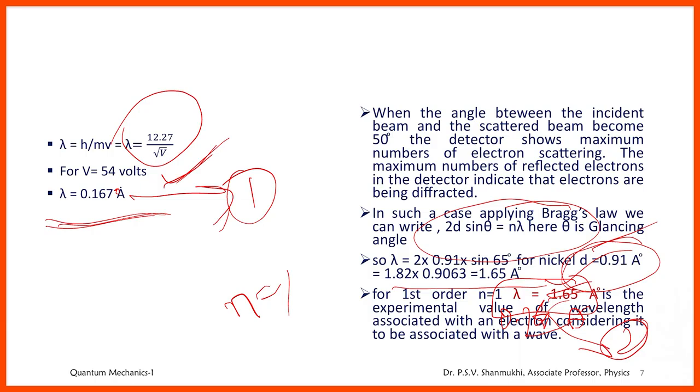Using this data and the equation lambda is equal to 12.27 by root V, we get some wavelength lambda. Taking Bragg's equation, n lambda is equal to 2d sin theta, again determining the wavelength lambda, there is good agreement between these two values. Automatically we can say that just like X-rays, electrons also exhibit wave nature.